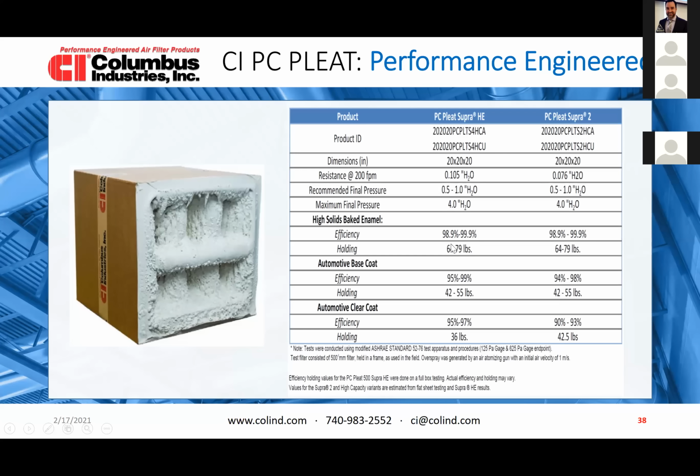The efficiencies here with the high solids baked enamel are very, very similar. As you can see, it's an easy paint to capture. But when you get to automotive base coat, for example, you have a difference in efficiency, though in base coat the difference is not huge. If your target is to be at 96% efficiency in the middle here, you're okay to work with this because, for slightly additional costs and also pressure drop, you're not gaining much in efficiency nor in holding capacity.